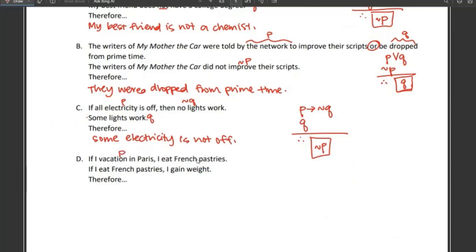And then our last one, if I vacation in Paris, I eat French pastries. So vacation in Paris, I eat French pastries. We have if P, then Q. Our second premise, if I eat French pastries, which is Q, I gain weight. So we have something new, so we'll name it R. Therefore, so we have if P, then Q, and then we have if Q, then R, and we need our valid conclusion, which we talked about. It has to be if P, then R.